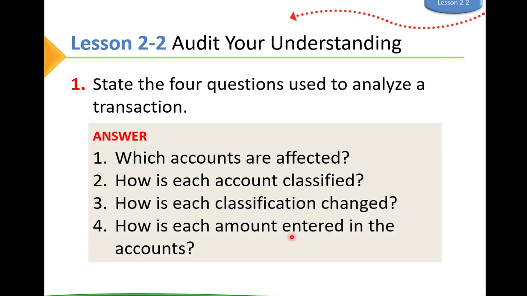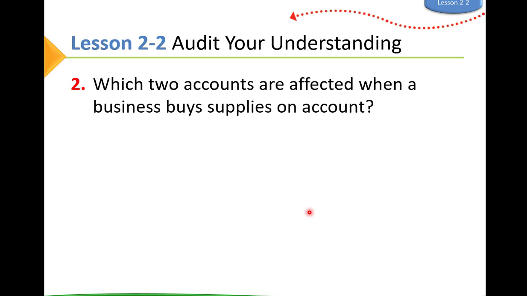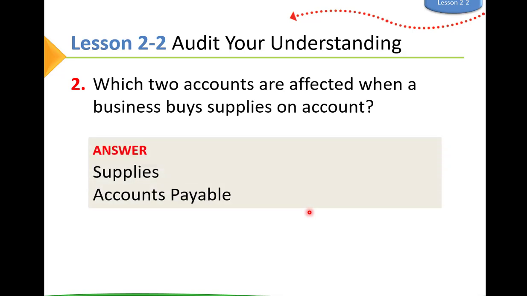When analyzing the transaction, which accounts are affected? How is each account classified? How has the classification changed? How is the amount entered? Is it a debit or a credit? On the classification, is it an asset? That means it's increasing on the debit side and decreasing on the credit side. Which two accounts are affected when someone buys supplies on account? Supplies and accounts payable.